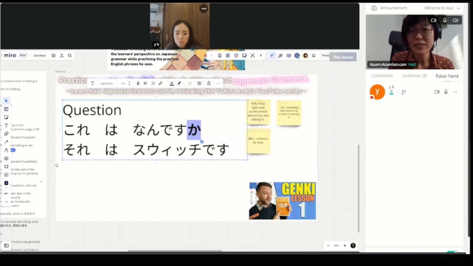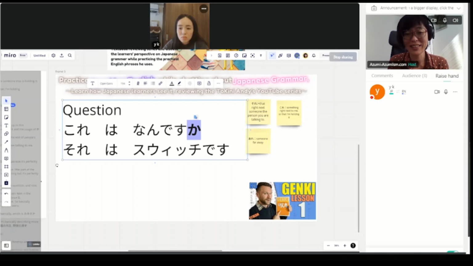But I found his way of explanation very interesting. Here he said the ka, another marker, is a question marker, and let's take it this way: ka is like a question mark, but we speak the question mark, basically. But here's something I recently think about. In Japanese textbooks, you don't see a question mark.